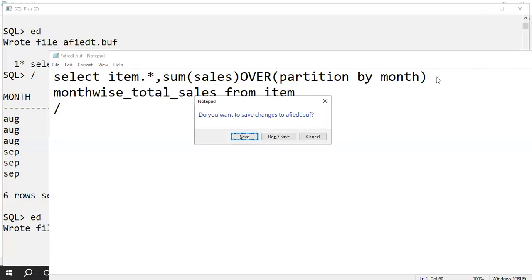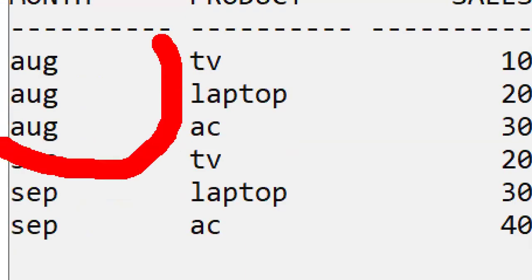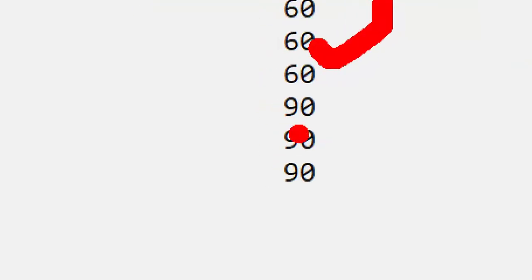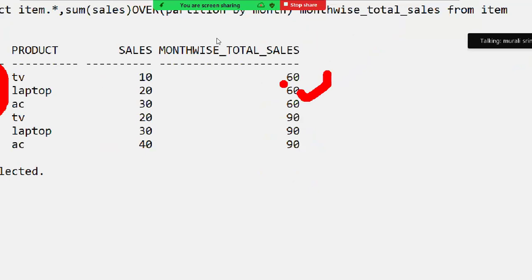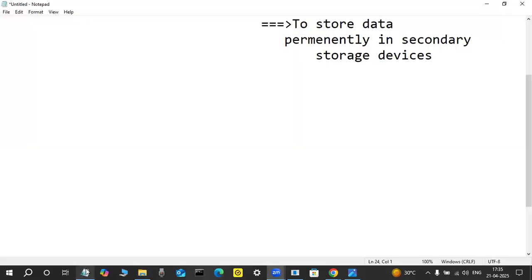Now observe it here, month-wise total sales I try to display. Yes, in August month total sales, observe it here: 10 plus 20 plus 30, 60. Again September month total sales, how much? 20 plus 30 plus 40, that is 90. Simple, no? That's why you write some piece of coding, then automatically reports are generated. That is called the SQL language. Okay, now understood this one?